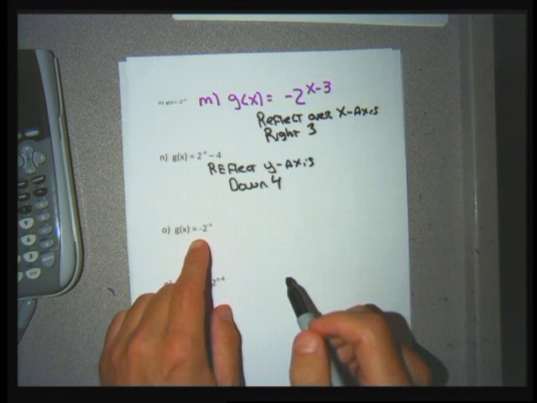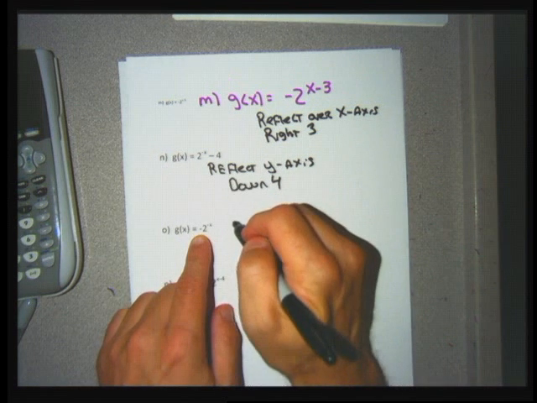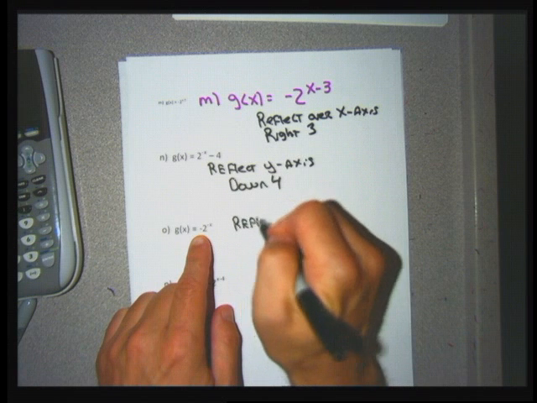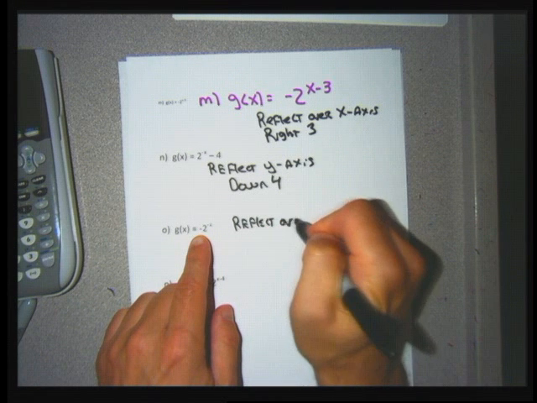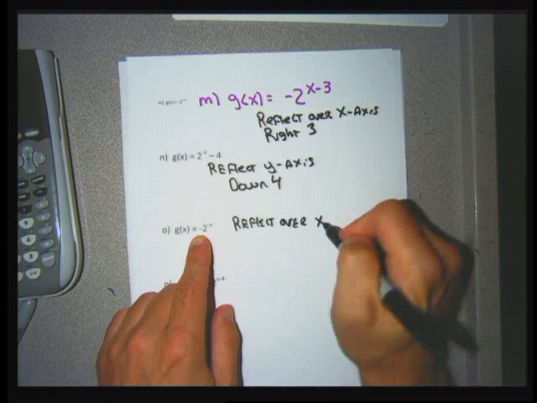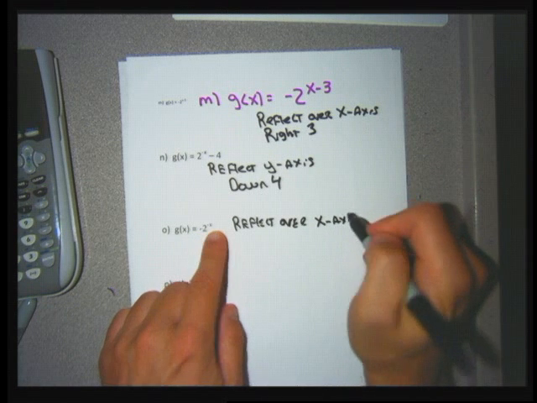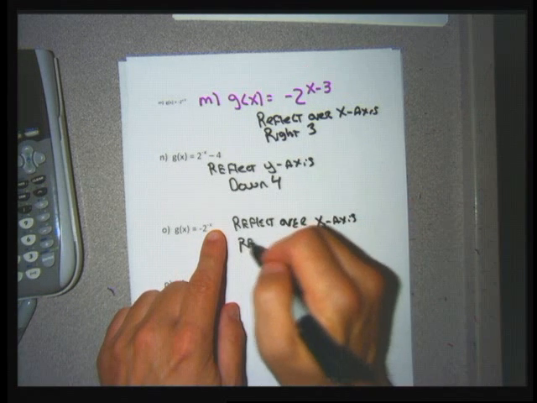Part O has double negative. The negative in front of the 2 reflects it over the x-axis. The negative in the exponent reflects it over the y-axis.